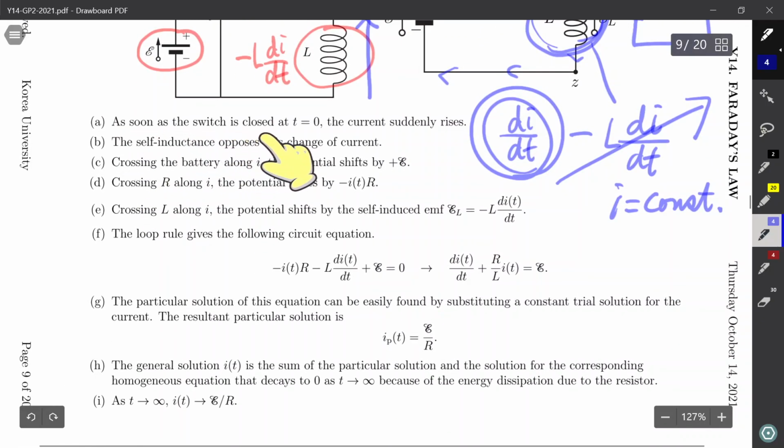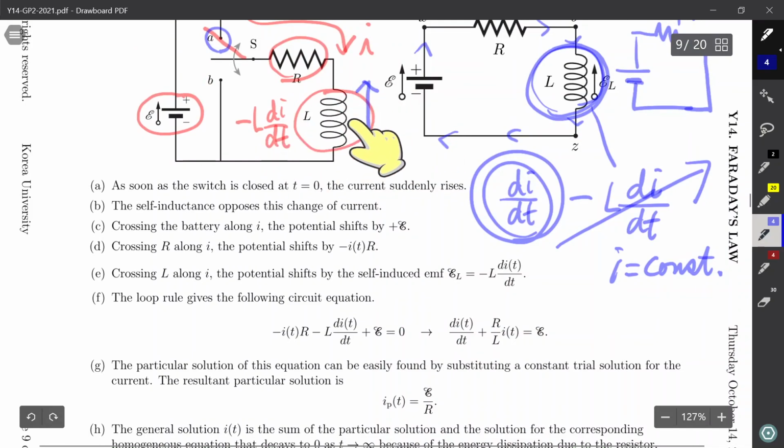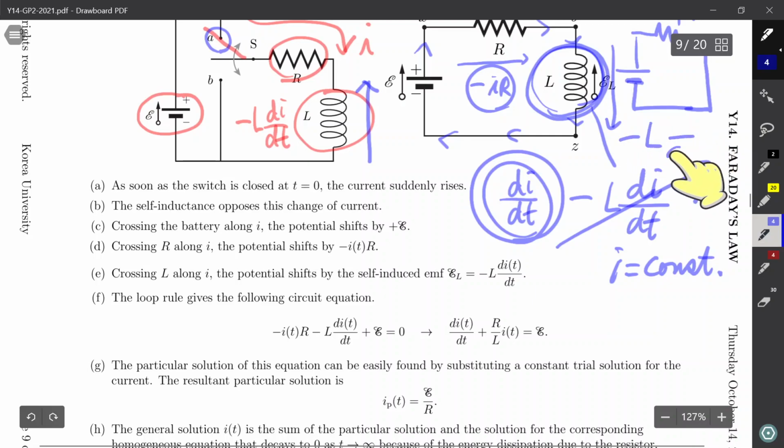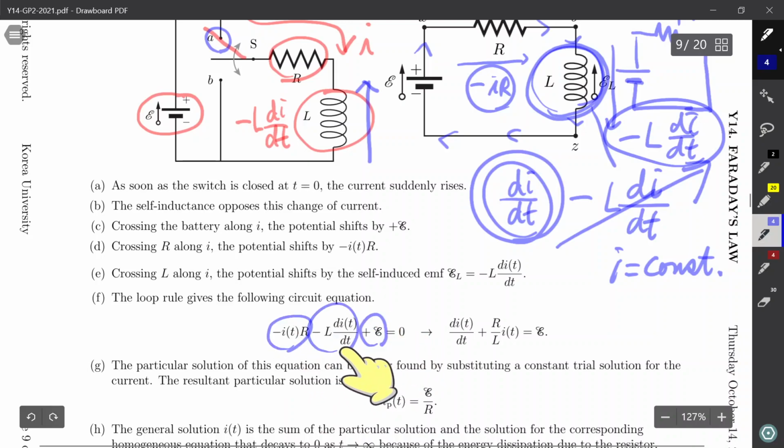As soon as the switch is closed at t equals 0, the current suddenly rises. The inductor wants to oppose this change in current. The self-inductance opposes this change of current. Crossing the battery along I, the potential shifts by plus E. Crossing R, the potential decreases by IR, minus IR. Crossing L along I, the potential decreases by minus L di over dt, this amount. So the loop rule shows this increase, decrease, decrease. So this is the circuit equation for our RL circuit.